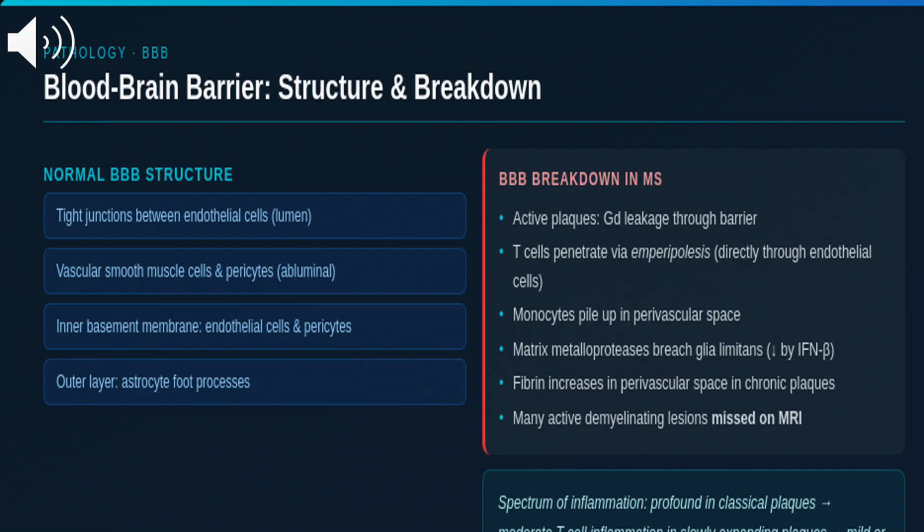In progressive MS, Gd-plus lesions are rare, suggesting less acute BBB breakdown. Yet serum proteins extrude more through the BBB in progressive than in other forms. The barrier is still compromised, just differently: a slow diffuse leakiness rather than acute focal rupture.